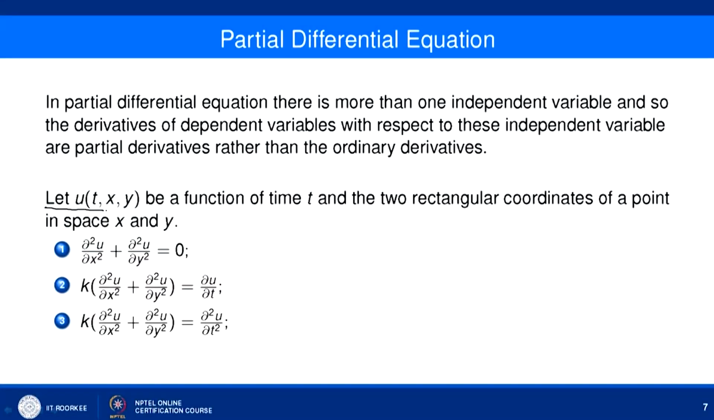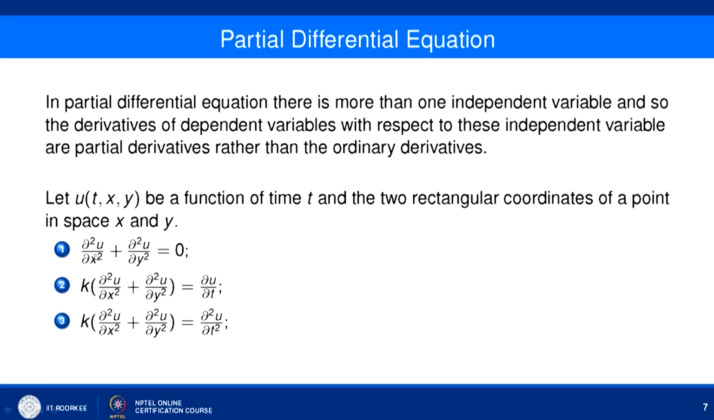Let us consider this example. Let u(t, x, y) be a function of time t and the two rectangular coordinates of a point in space, x and y. So here x and y are space variables and t is a time variable. Then consider the following three equations.